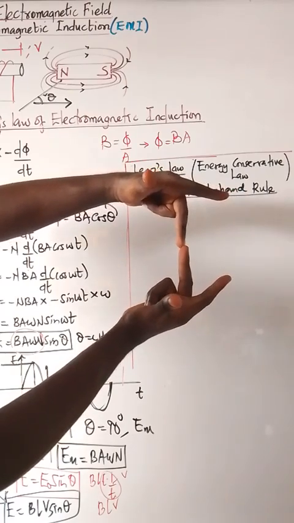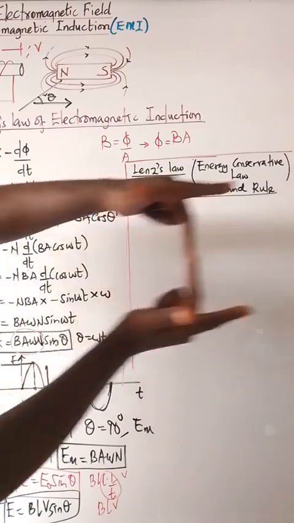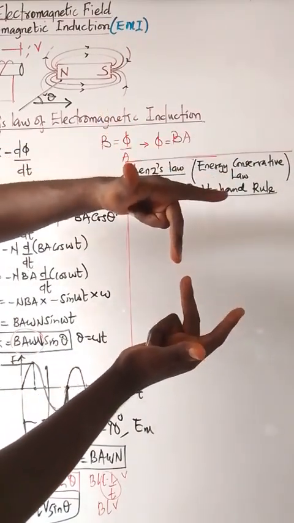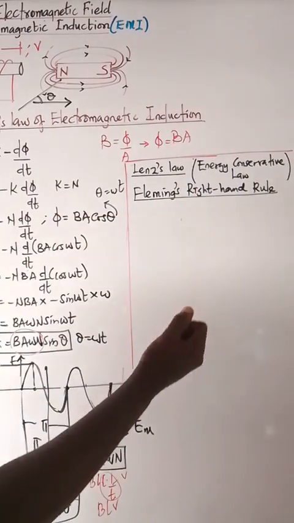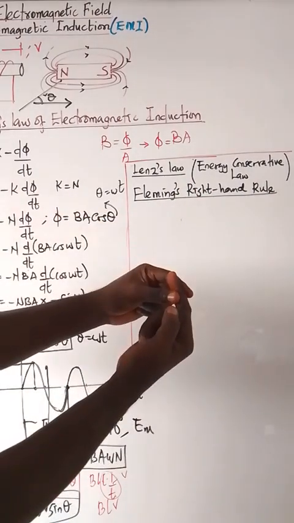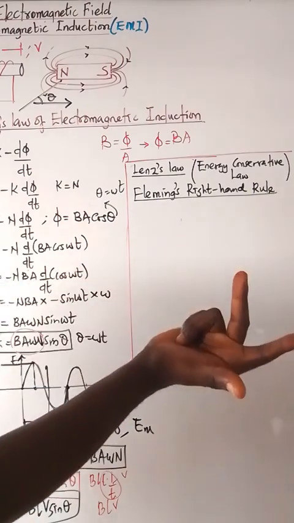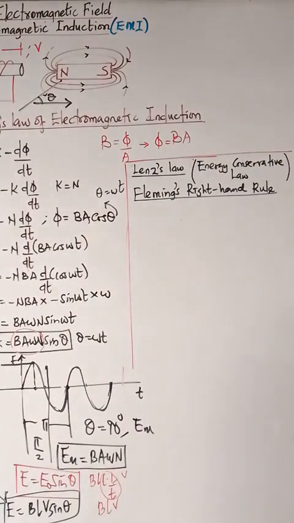For the left hand, motion coming towards you, current or field going this way, then the current is in the opposite direction. So we use the right hand rule to know the direction of induced current. If the direction of motion and field is fixed, the current can either flow up or flow down, depending on the direction of field and motion.